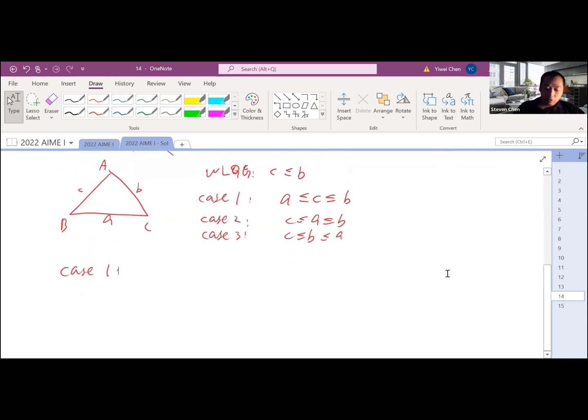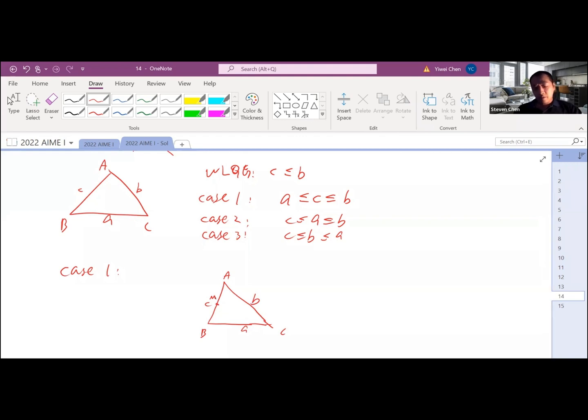So maybe we could draw the graph roughly. No, this is not pretty good. We want it to be short. Yeah, this seems to be good. All right, so for this case, let me make the point M. So let's find out the location of X.